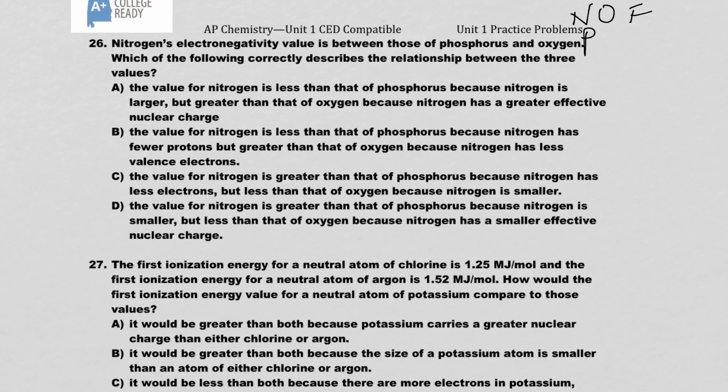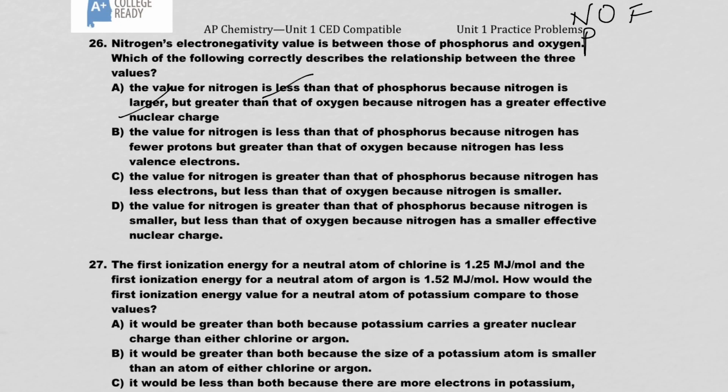Which of the following correctly describes the relationship between the three values? Okay, nitrogen is not as electronegative as oxygen, but more electronegative than phosphorus. So A, the value for nitrogen is less than that of phosphorus because nitrogen is larger. What they're saying is incorrect. Nitrogen is more than that of phosphorus, and nitrogen is smaller. It has one less energy level of electrons. So be careful. Really think about the words, because it's easy to not pay attention to less and larger and things like that.